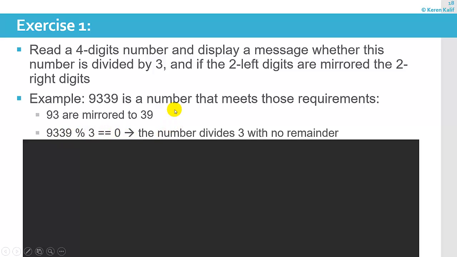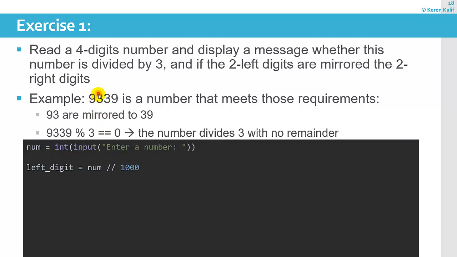Now let's see how we write a general program. So first we ask the user to enter an input, and then I want to isolate each of those digits. In order to isolate the left digit, I take the number and double divide it by 1,000. If I ask how many times 1,000 enters in this number, the result is 9. So the left digit is 9.